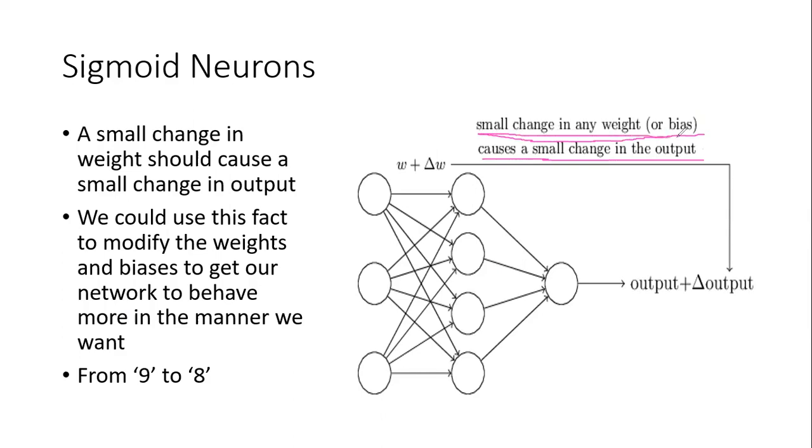A small change in any weight or bias should cause a small change in the output. Again, if I make a small change in any weight or bias of the neural network, it should definitely cause a small change in the output. That means things are controllable. What do you think? Have you seen the example of a network of pipes? At some point the pipe breaks. You are 3 kilometers away, you do something there, and you detect the fault 3 kilometers ahead. So that's what we want. We want things to be controllable. We could use this fact to modify the weights and biases to get our network to behave more in the manner we want.